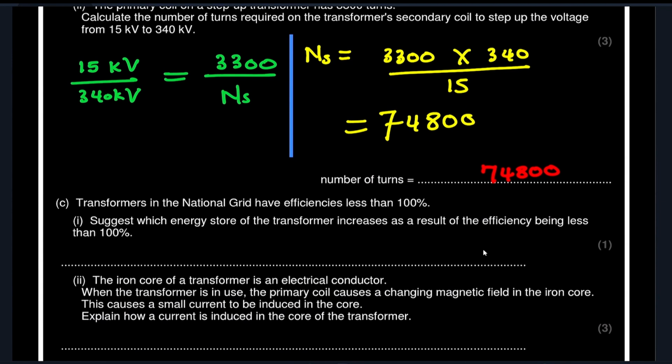In part C, transformers in the national grid have efficiencies less than 100%. Suggest which energy store of the transformer increases as a result of the efficiency being less than 100%. Actually, there is a heating effect, so we can say thermal energy store increases, and that reduces the efficiency of a transformer.